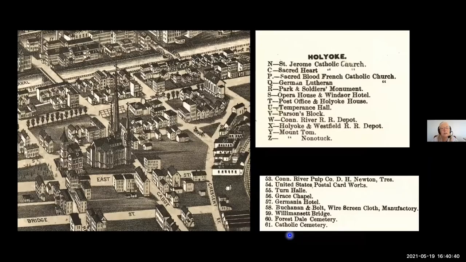We can zoom to, say, this little outtake. Here's the canal. Labeled with a P is Precious Blood Church. We've got the streets named. Where's another one? Something in the 50s over here. 56 is Grace Chapel. So some of the important things are labeled. I just didn't pull down the entire key.